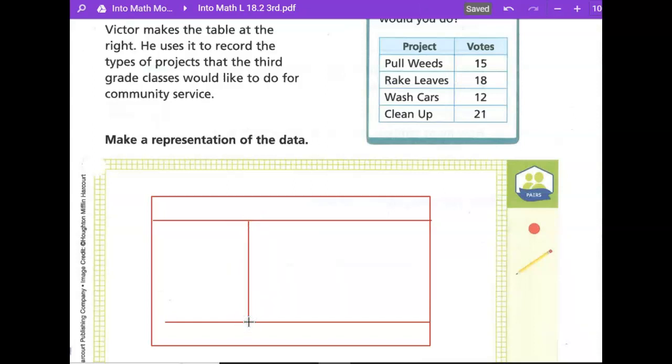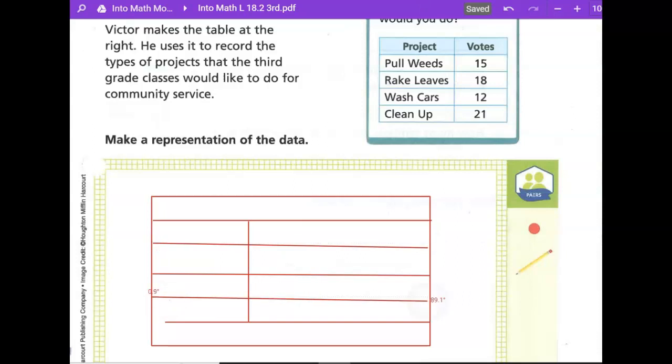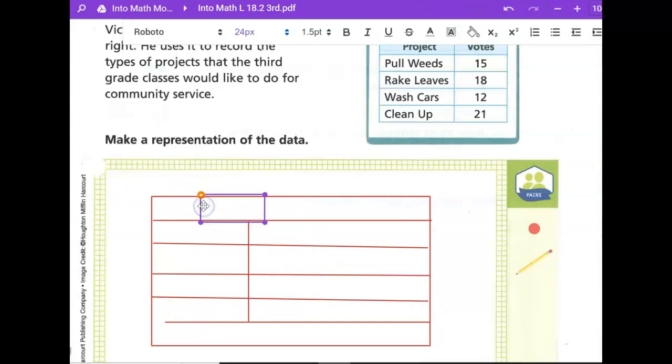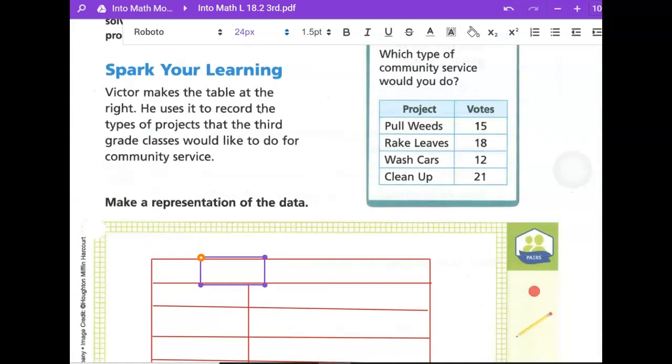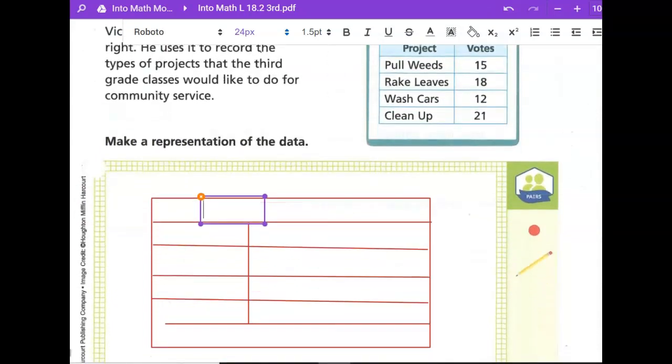Then we'll divide the remaining space. And we had 4 categories. So I'm going to divide this in half with a line, or what is close to half. And I'm going to divide each of those halves in half. And then I'm going to go ahead and put in my title, community service projects. That's what we're going to call it.